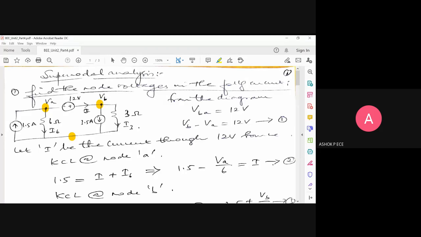You try to eliminate this I. So you will get one equation. For the second equation, you have to use this voltage source. So two equations, two unknowns, you'll get the answer. Is the logic clear? Anybody having doubts with the question how to identify a super node?